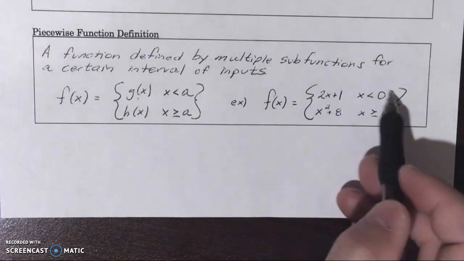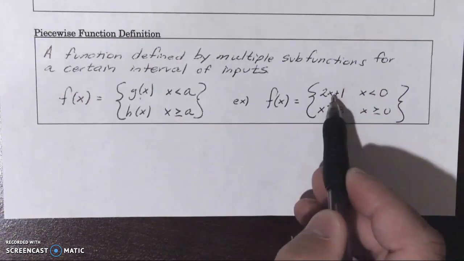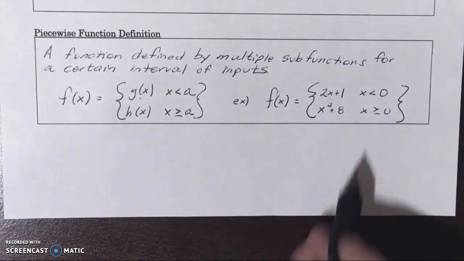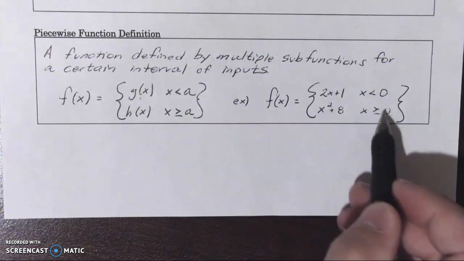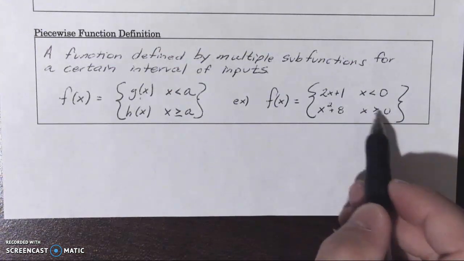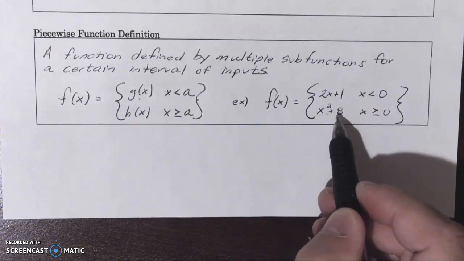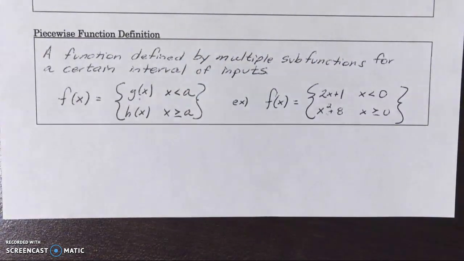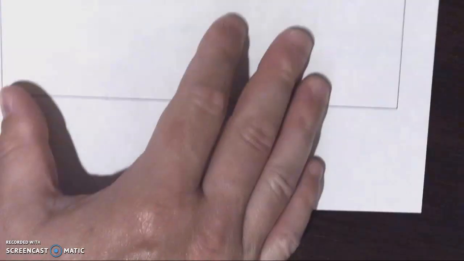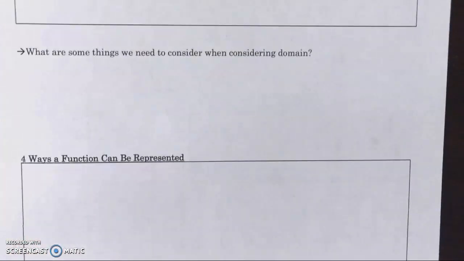For any input less than 0, 2x plus 1 will define its output. For any input greater than or equal to 0, any x value greater than or equal to 0, this function would define its output. Okay, and we'll get to some examples of that when we get into class time. All things you've seen before. Let's turn the page and get into, again, some more things that you've seen before.